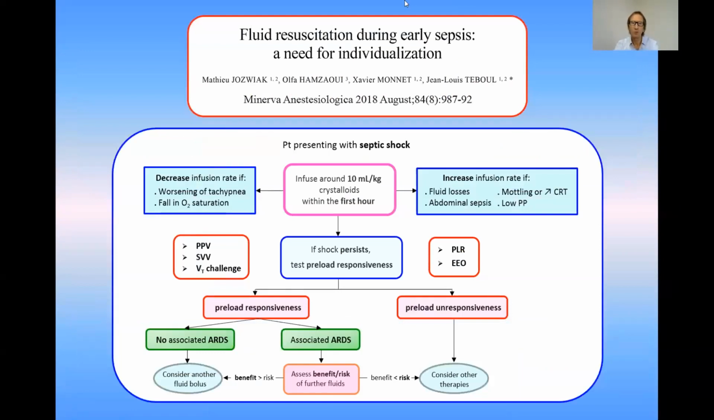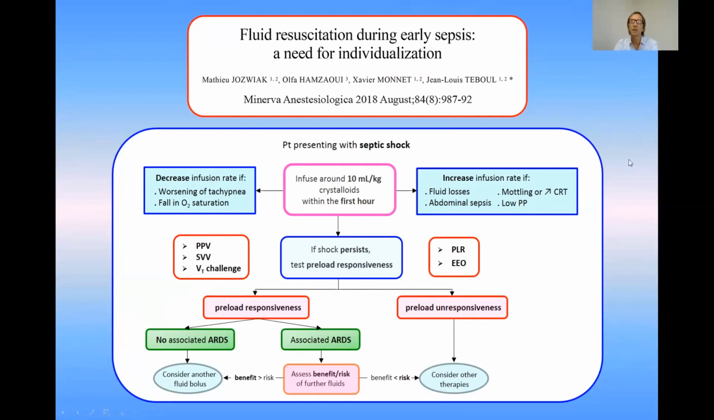So the current way to manage patients during the early phase of septic shock in terms of fluid administration is more or less this one. We should give fluid at the initial phase, of course, and we should individualize our fluid administration based on the clinical context, on clinical signs, on comorbidities, etc. And if shock persists, it is time to test fluid responsiveness using whatever you want. There are now many dynamic indices of fluid responsiveness.